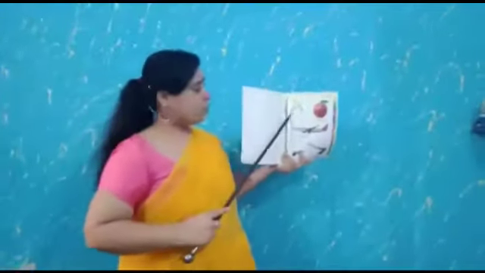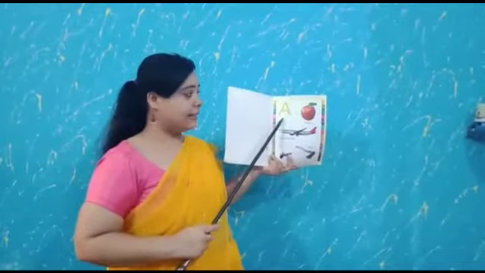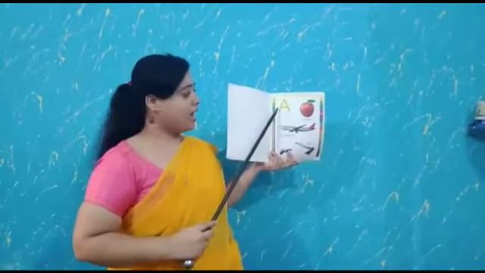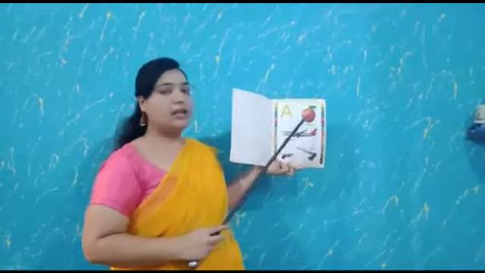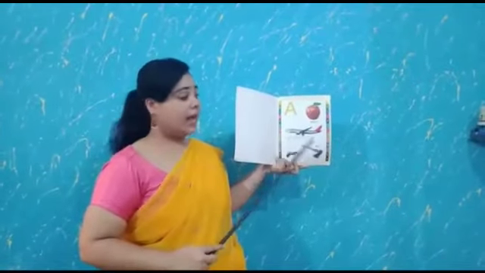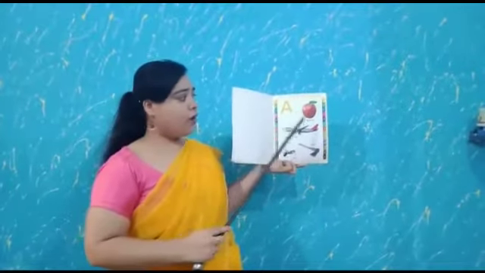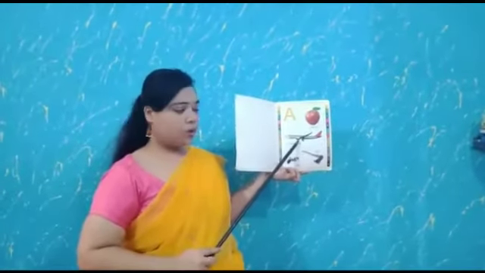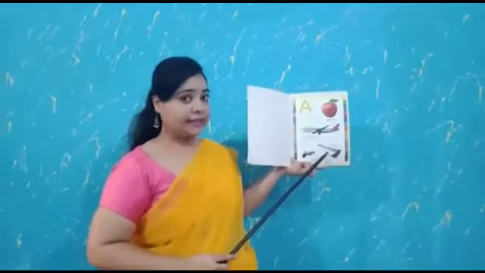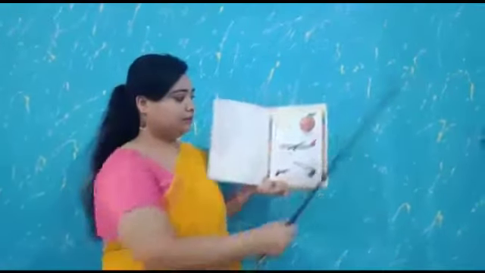Okay boys, which alphabet is this? This is A. A for apple, aeroplane, axe, ant.